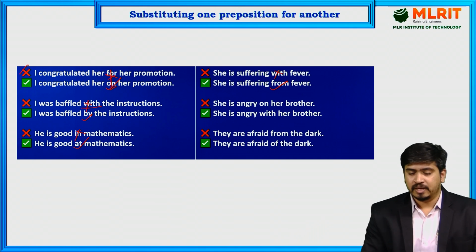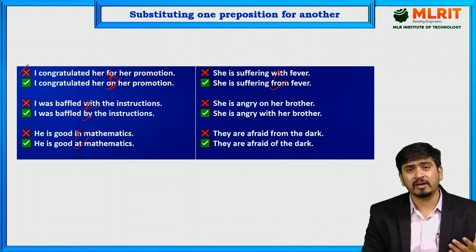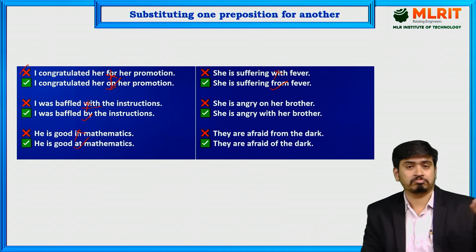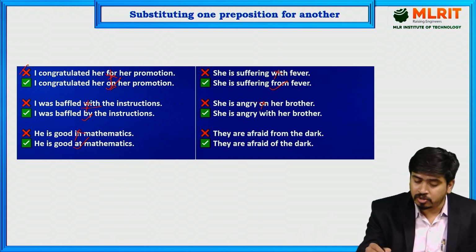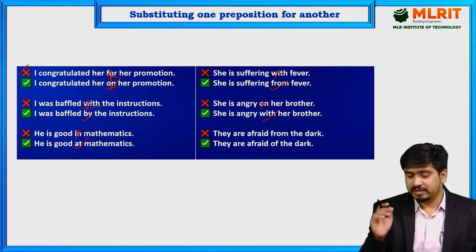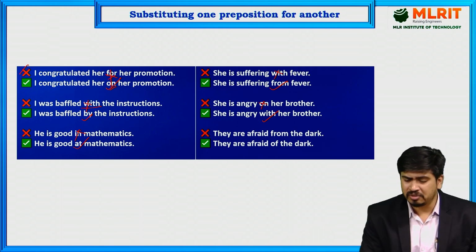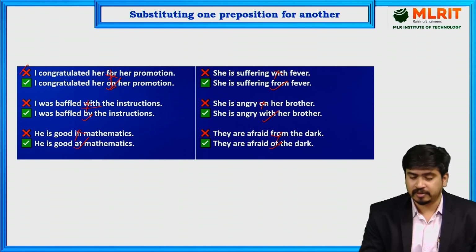Okay. Next one. She is angry on her brother. On her brother. Brother, what did you do? Whatever he might have done, but on her brother is wrong. With her brother. She is angry with her brother. The last one. They are afraid from the dark. No. They are afraid of the dark.